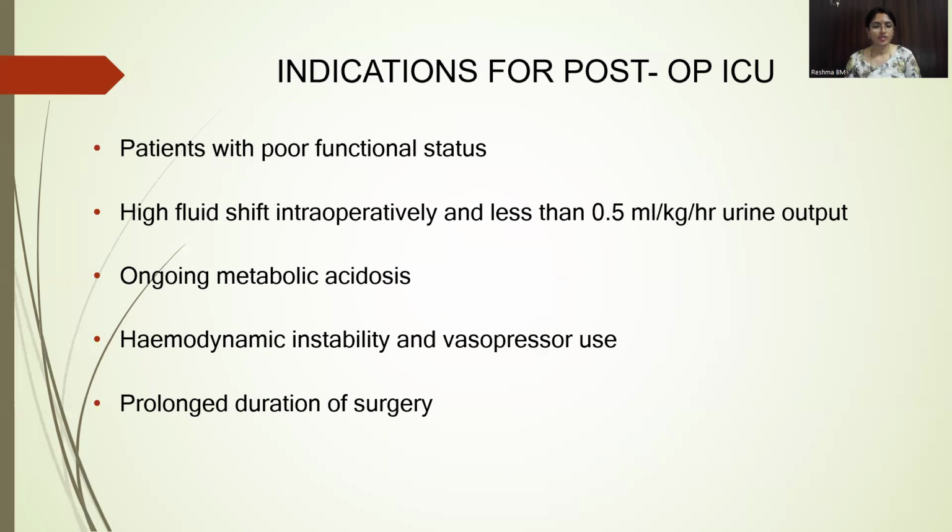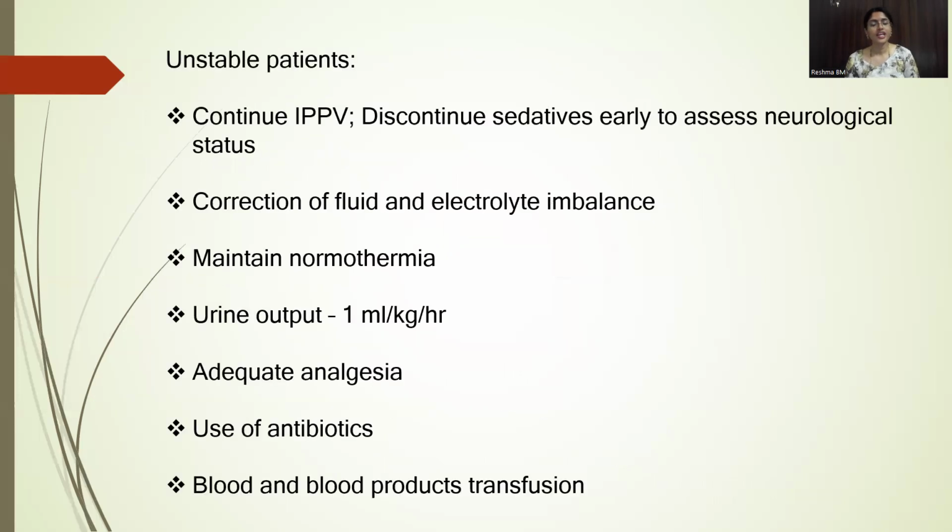Patients may require post-op ICU if they have prior poor functional status, high fluid shift intraoperatively, and less than 0.5 ml per kg per hour urine output. Also if there is ongoing metabolic acidosis, hemodynamic instability, need for vasopressor use, or prolonged duration of surgery. If the patients are unstable, IPPV is continued.